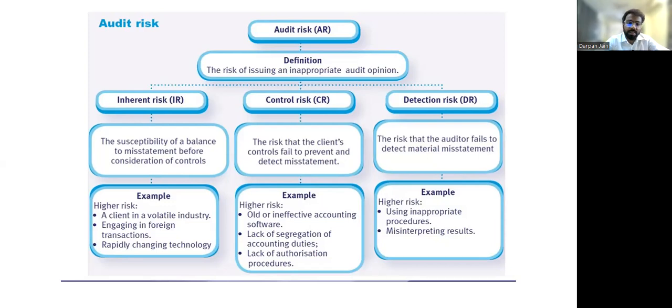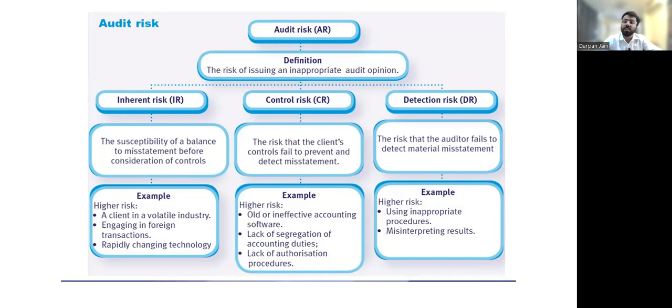Done? See the examples there. Higher inherent risk will be there if the client is in a volatile industry. Volatile means what? If it keeps changing. If that industry regularly keeps changing, then of course there will be more risk that your accounting can have more errors, because the industry itself is not being constant. So there's a higher risk that the financial statements might be misstated.